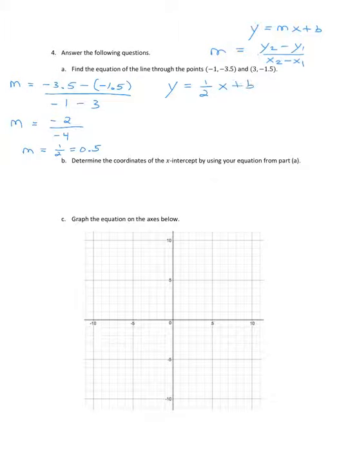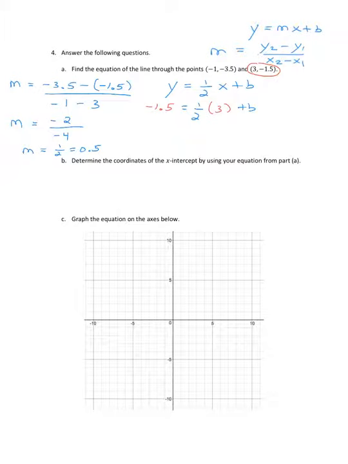And you could use either point that you would like. I suppose I'll use the second point. I'll put 3 in place of x and negative 1.5 in place of y. I get negative 1.5 equals 1/2 times 3 plus b.